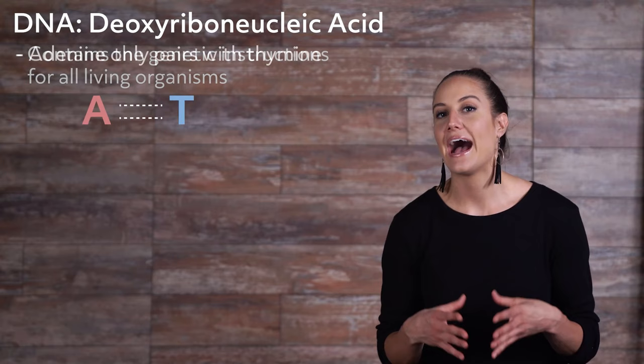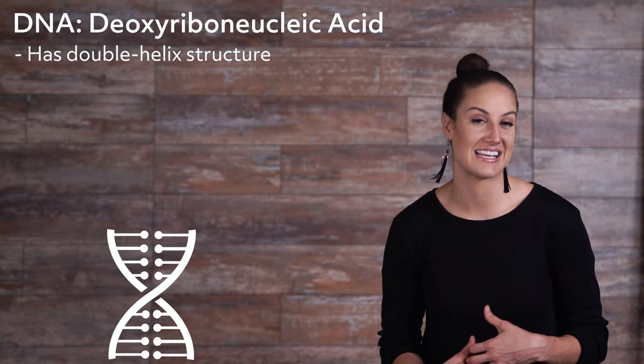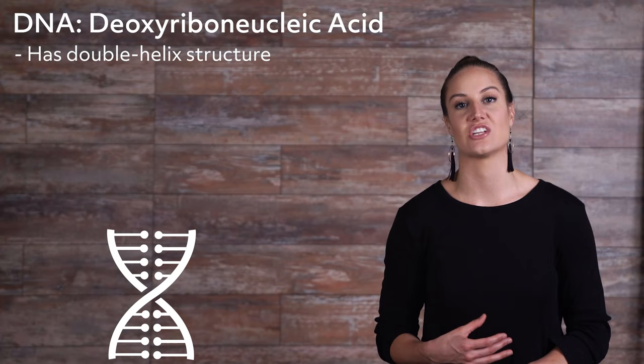Now, adenine only pairs with thymine, and guanine only pairs with cytosine. DNA is a double helix structure and looks sort of like a spiraling staircase. The way that it spirals actually helps to give DNA added protection and stability. Let's take a look at exactly why.